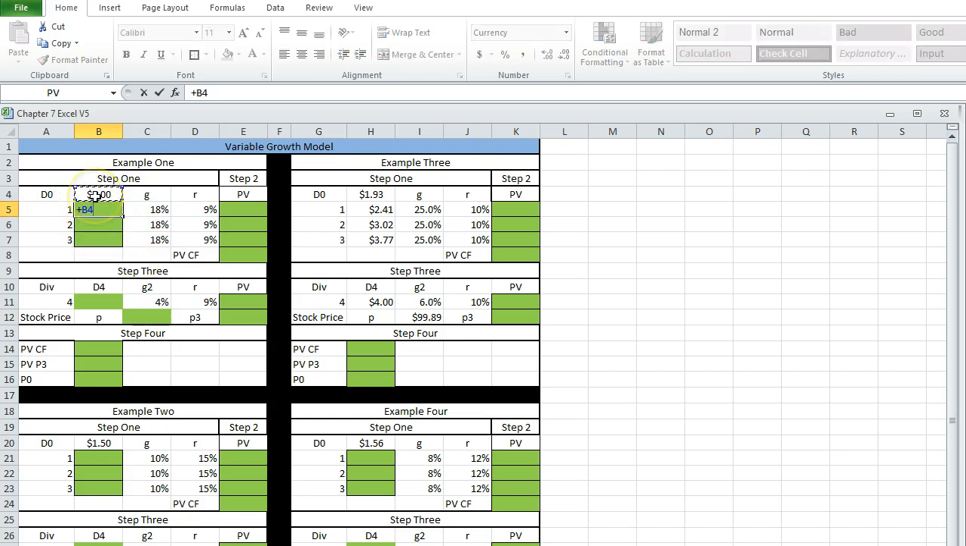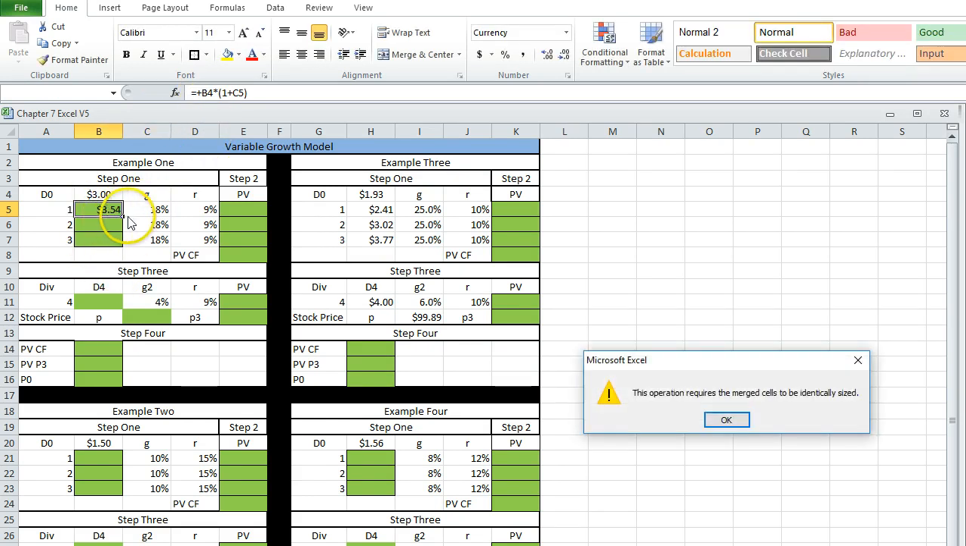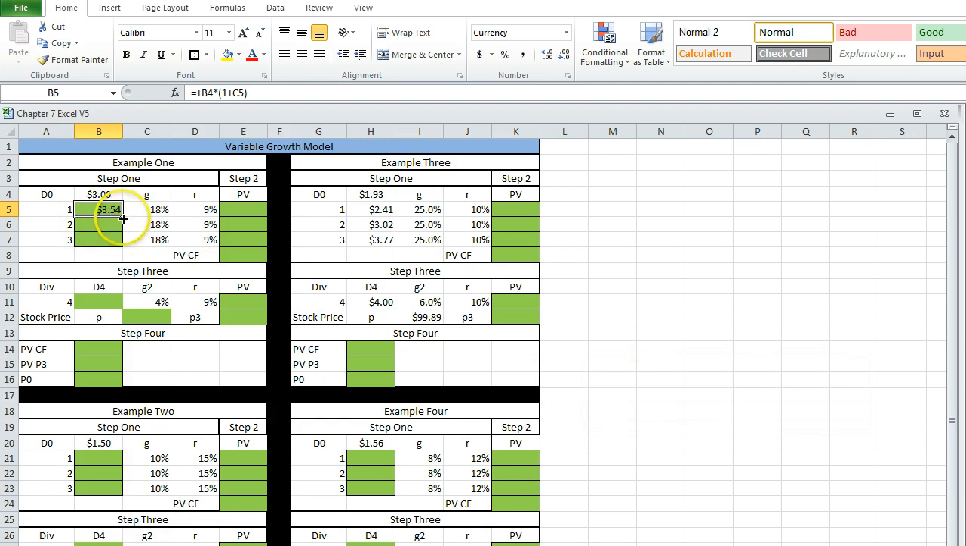So I'm just going to take D0 and I'm going to multiply by 1 plus G. Now, in order for me to copy this down, I'm just going to lock in by hitting F4. I can lock in B4 here. This is the B4 I want to lock in. Actually no, I don't have to lock that in because I'm just escalating. So I can copy this formula straight down without locking it in. Let's bring that down.